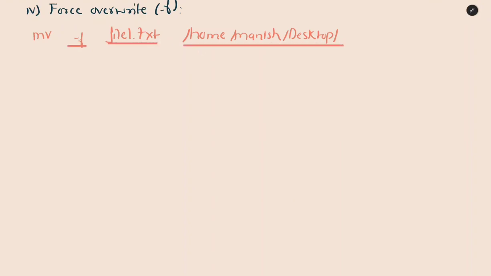So this is our option -f, this is source, and this is destination. So this command will move file1.txt to the desktop folder, even if a file with the same name already exists, and without any confirmation whether you want to overwrite or not.